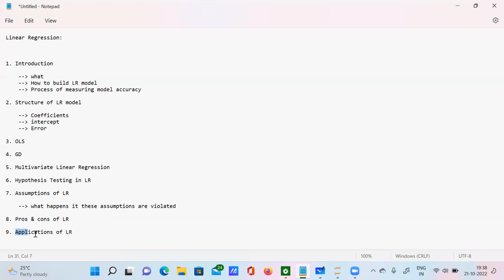And then finally, I'm going to tell you the usage of linear regression, that is, the applications of the linear regression model. So this is the entire thing I'm going to tell you under this topic, the linear regression model. But for this particular video, I'm going to tell you the introduction to linear regression and what is meant by linear regression. So these two subtopics are what I'm going to cover in this video. Now let's deep dive into this topic.